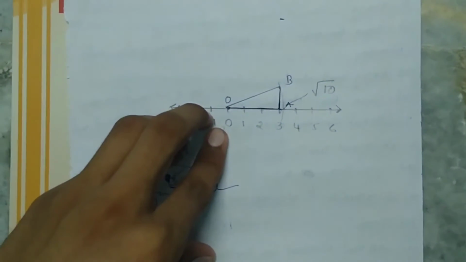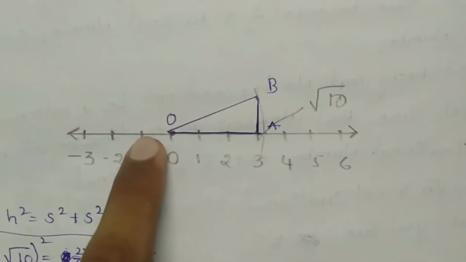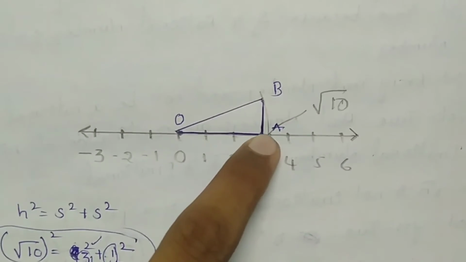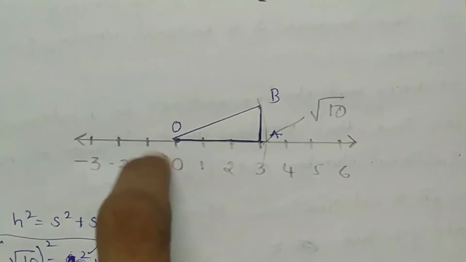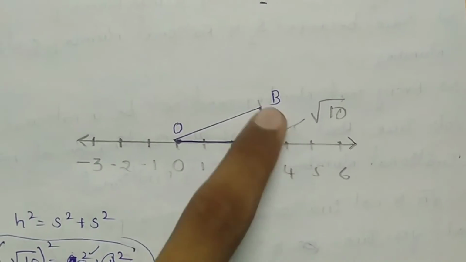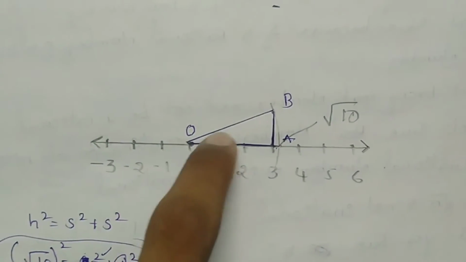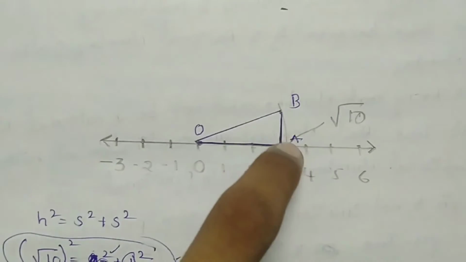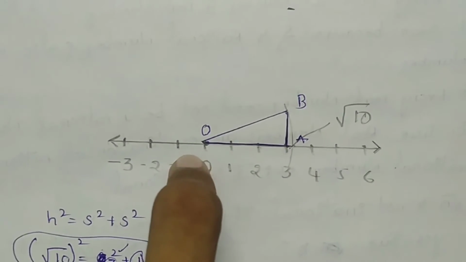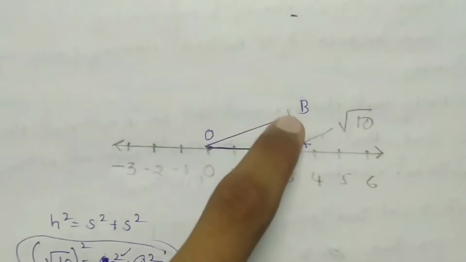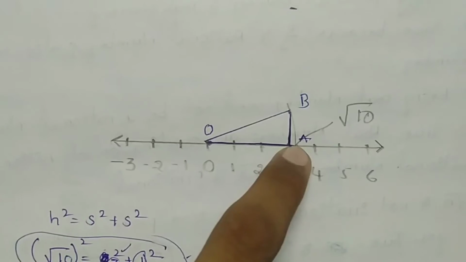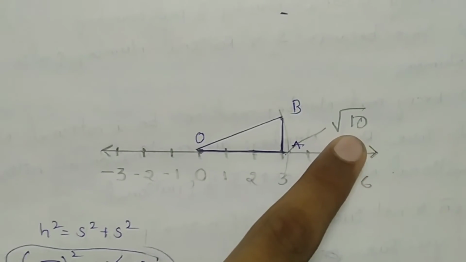Understand? First we have to draw 3 centimeter, and we draw 1 centimeter at 90 degrees. Let this point be O and A, and here B. We join O and B, and with the help of a compass we measure the length of OB and draw an arc. That arc gives root 10.